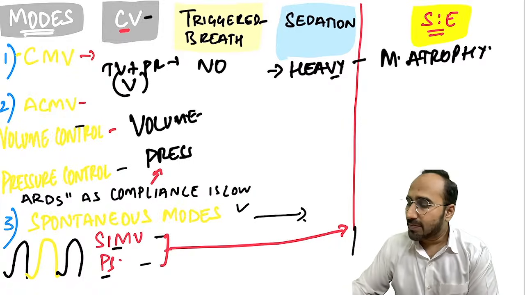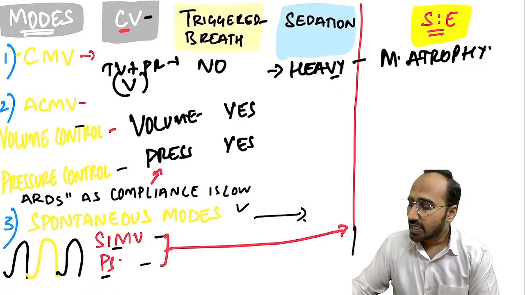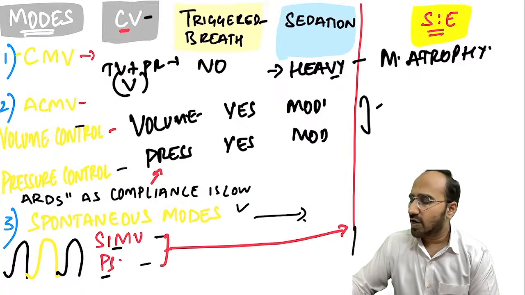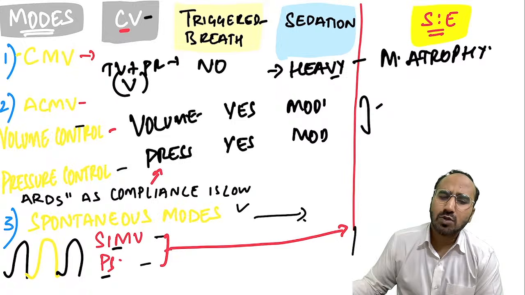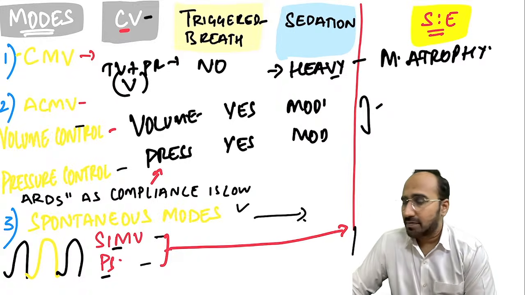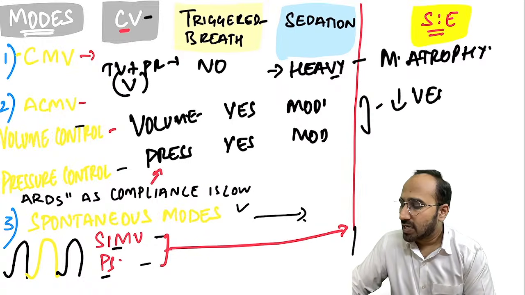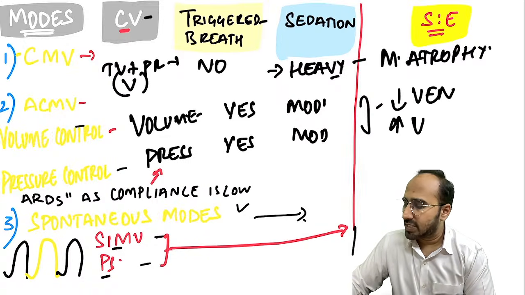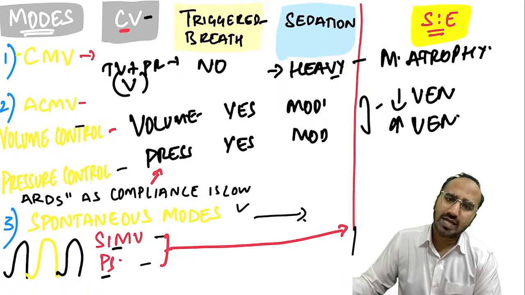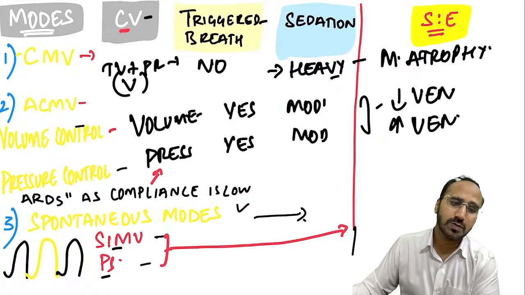Is trigger breathing allowed in ACMV? Yes, trigger breathing is allowed in ACMV, in both modes. For sedation, you will give moderate sedation. What are the side effects of this mode? As you are allowing the patient to breathe, sometimes they may breathe well, sometimes badly. That can lead to either hypoventilation or hyperventilation. If hypoventilation happens, there will be respiratory acidosis; if hyperventilation happens, carbon dioxide gets washed out, and respiratory alkalosis can occur. Okay?